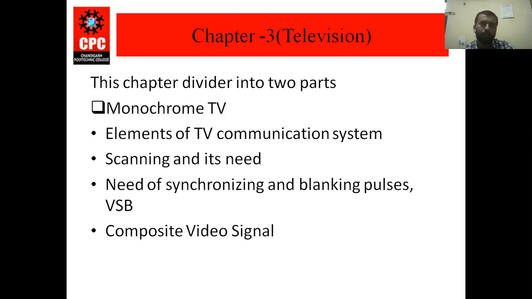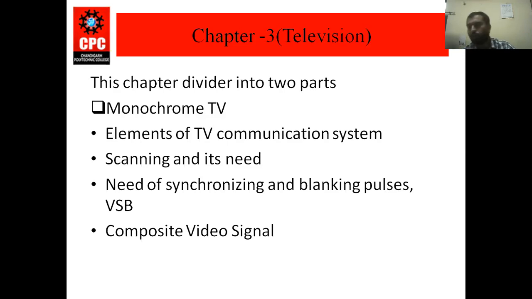In black and white television, we will discuss the elements of a communication system. In the elements of a communication system, we study the resolution, the size of the display and the aspect ratio we use. For example, in theaters and in all televisions we use 3:4. After that, what is scanning and its need? Scanning means the display is scanned from left to right and top to bottom.